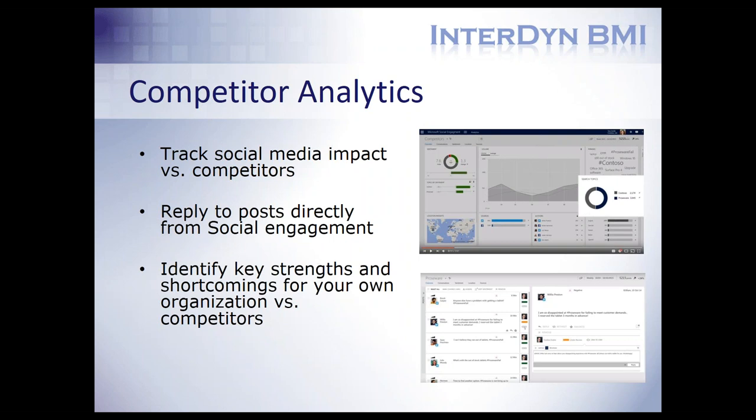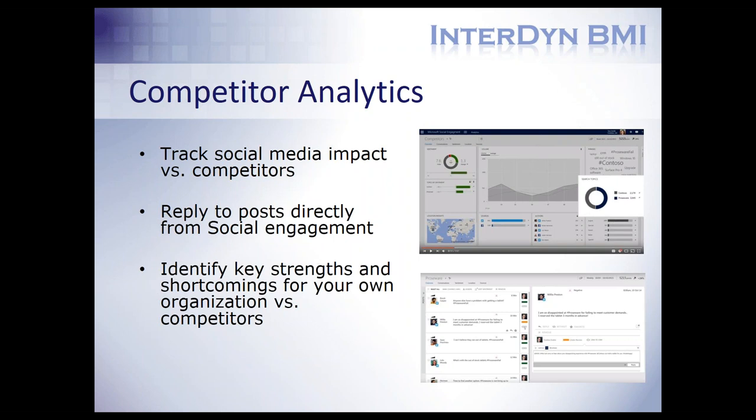So I could, for example, create a category of search topics called competitors. And here I can pull in my competitors and get their social media information that's coming in. For example, on the screen to the right, I can see, as far as a social media footprint in general, whether Contoso or Prosware is getting more traction. So I can pull that up, and then I can sort by specific competitors as well.